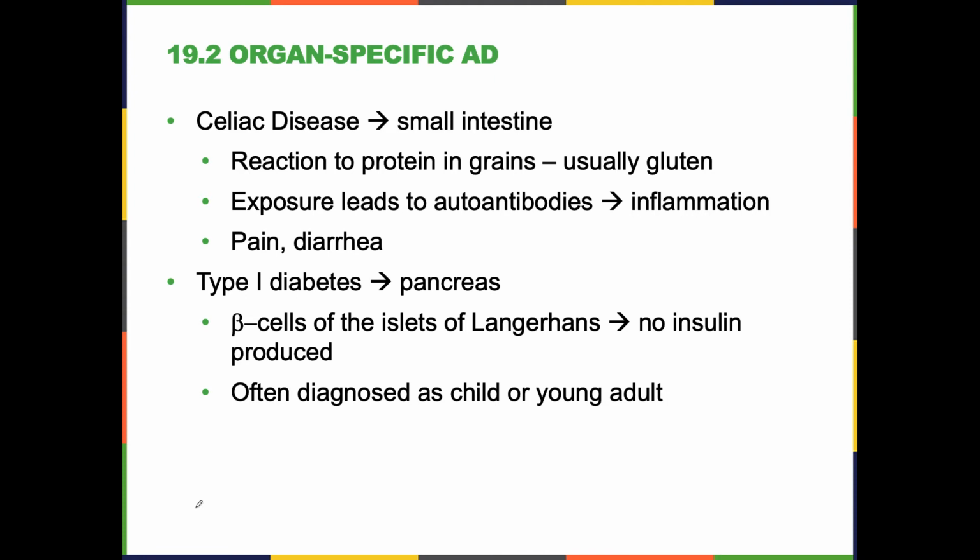So celiac disease is specific to the small intestine, right? And this is a reaction to protein in grains, right? So it's typically gluten, but it can be other proteins within grains, right? And so those that have to go gluten-free, it's because their exposure leads to these antibodies that now start to attack the small intestine, right? So it binds to the small intestine, right? Causes this inflammation, pain, diarrhea. It's extremely painful. It's not something that's pleasant, right? So these people have to avoid gluten and generally actually have to avoid grains because of the fact that it can cause this type of response, okay?